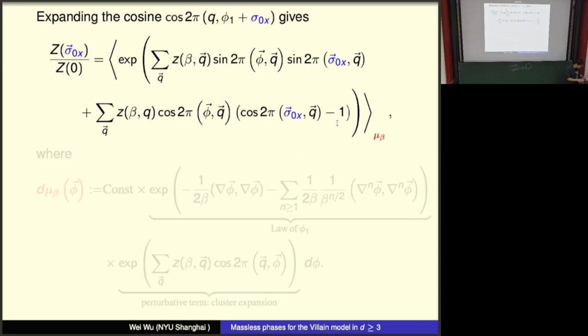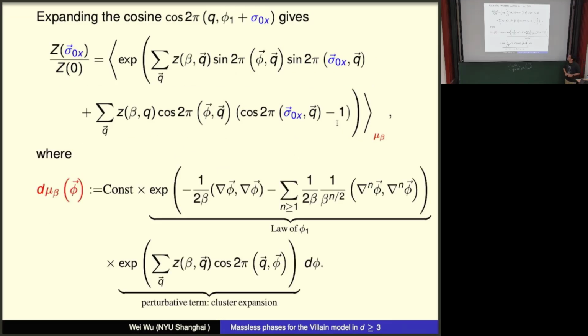So this is the new measure, which is the smooth field, plus what's happening on the denominator, and then I have some stuff that we need to analyze. Okay, so it looks very complicated. It is complicated, but it's still more tractable than the original Villain model or the Coulomb gas.